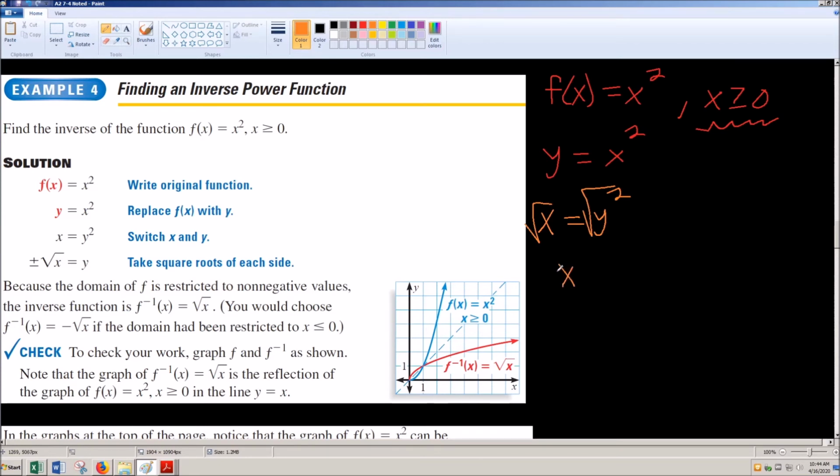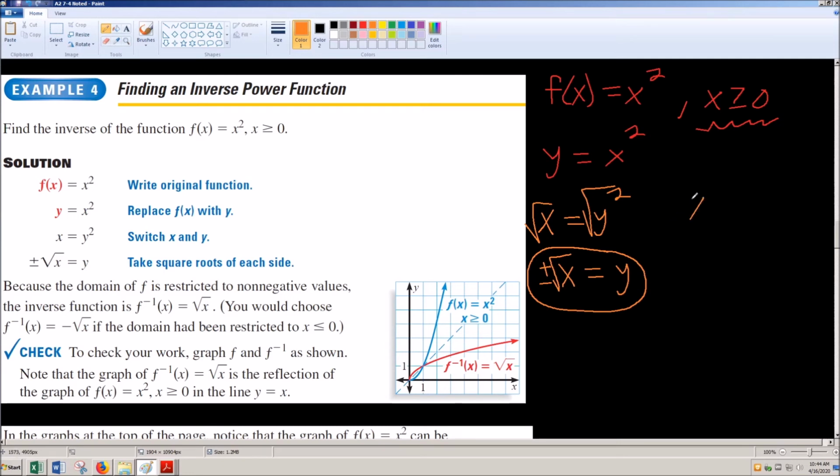So now I'm going to say plus or minus the square root of x equals y. So when I'm looking at this, keep in mind what my domain restriction gave me. Here, since I said only x values greater than 0, I have now restricted this thing to only being the positive value.